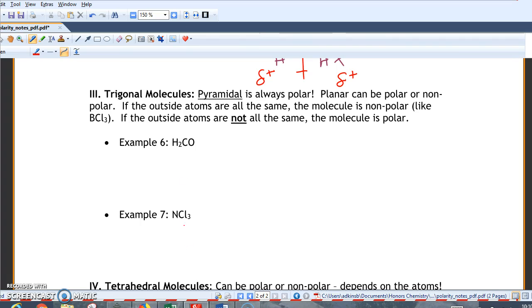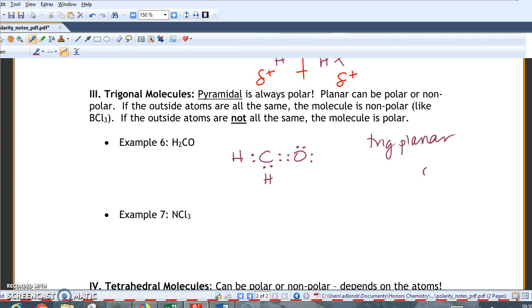So let's look at a planar, and then this one's a pyramid. We'll look at that one. So for H2CO, when we draw that one out, we end up with a double bond there, a single bond there, and 2 lone pairs on the oxygen. So if I look at this, I have 3 regions of electrons, no lone pairs on the central atom, so that's why it's trigonal planar.